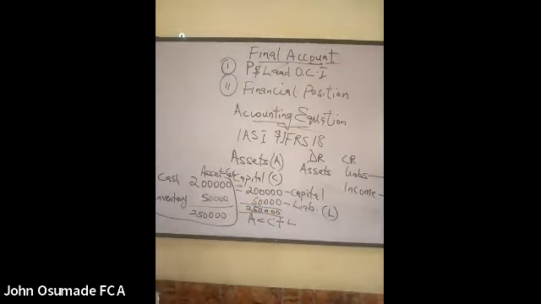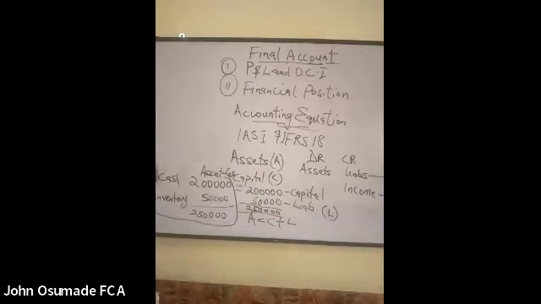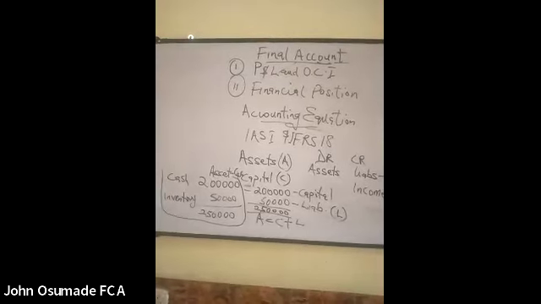So the accounting equation is saying that your asset is represented by capital plus liability. Your asset is represented by capital plus liability. Are you following me? Capital plus liability.